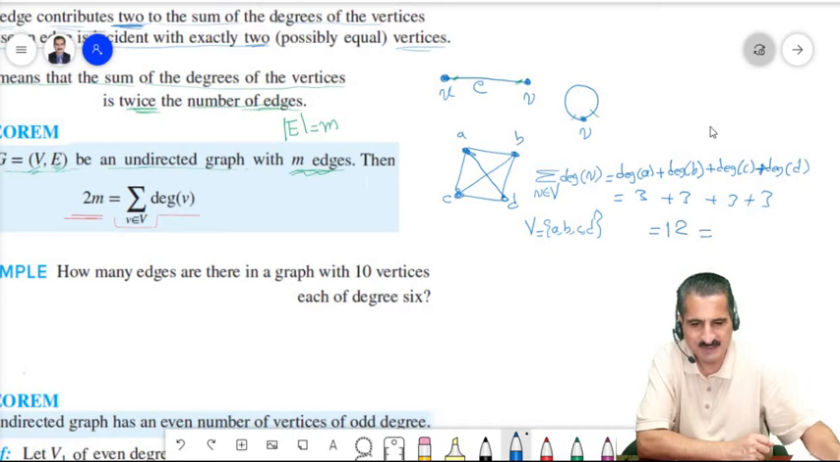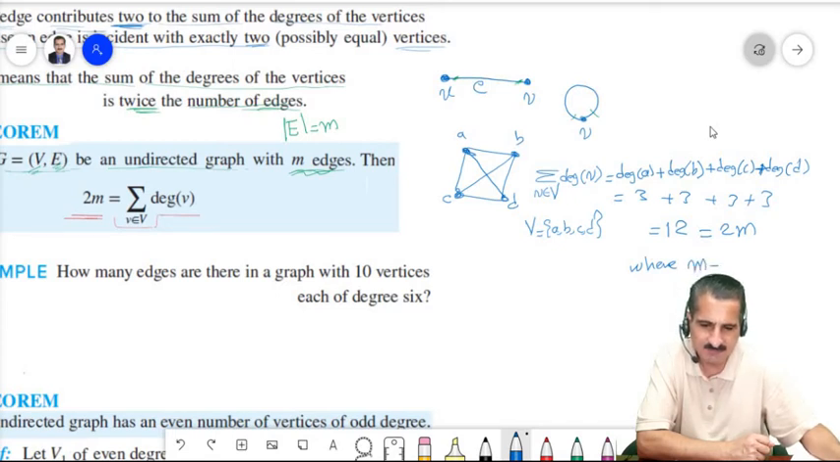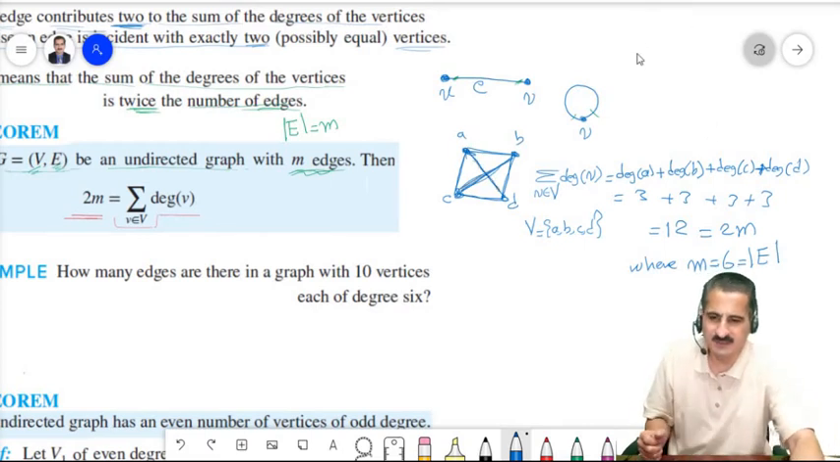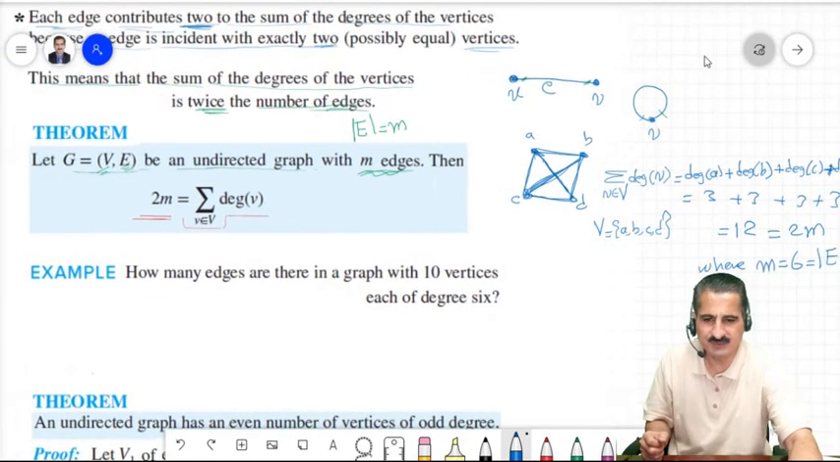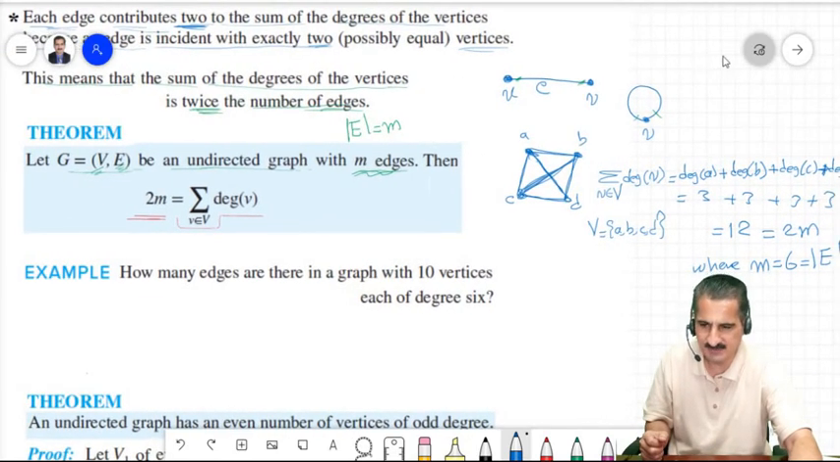And does that equal 2M? What is M? M is the number of edges. Am I doing fine here? 1, 2, 3, 1, 2, 3, 1, 2, 3, 1, 2, 3. Yes, M equals 6, and that 6 equals the number of edges, correct? Because we have 6 edges in there. This is 1, this is 2, this is 3, this is 4, this is 5, and this is 6. Correct? Now, this is just a quick example to demonstrate what this theorem says.